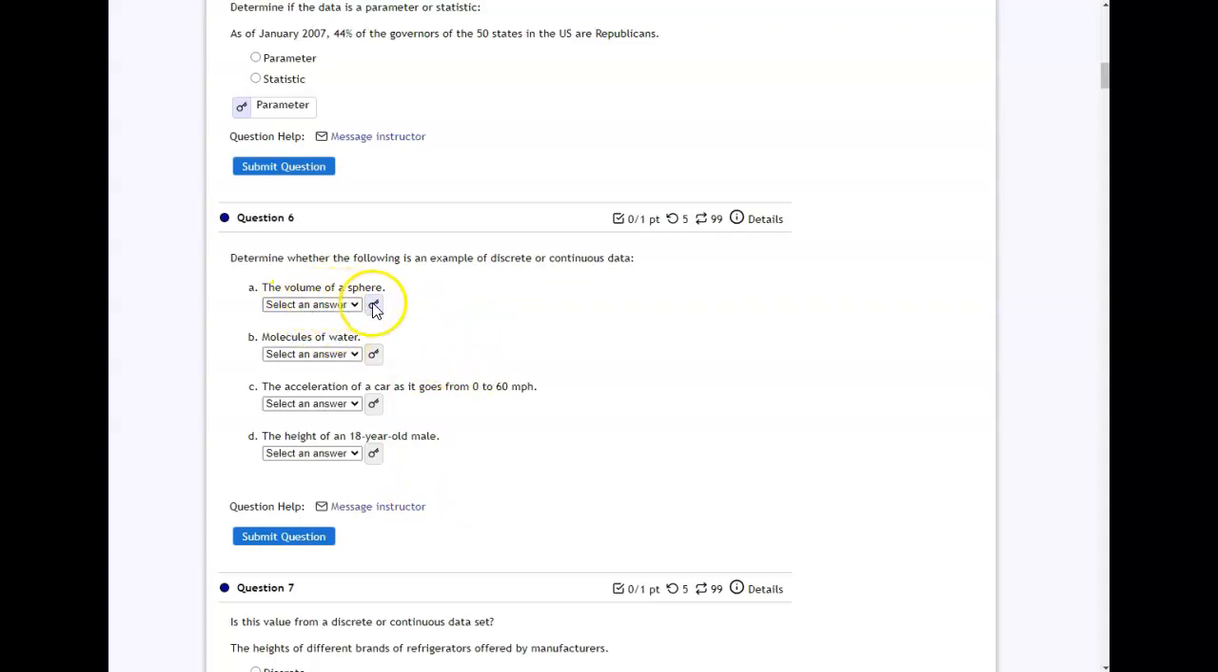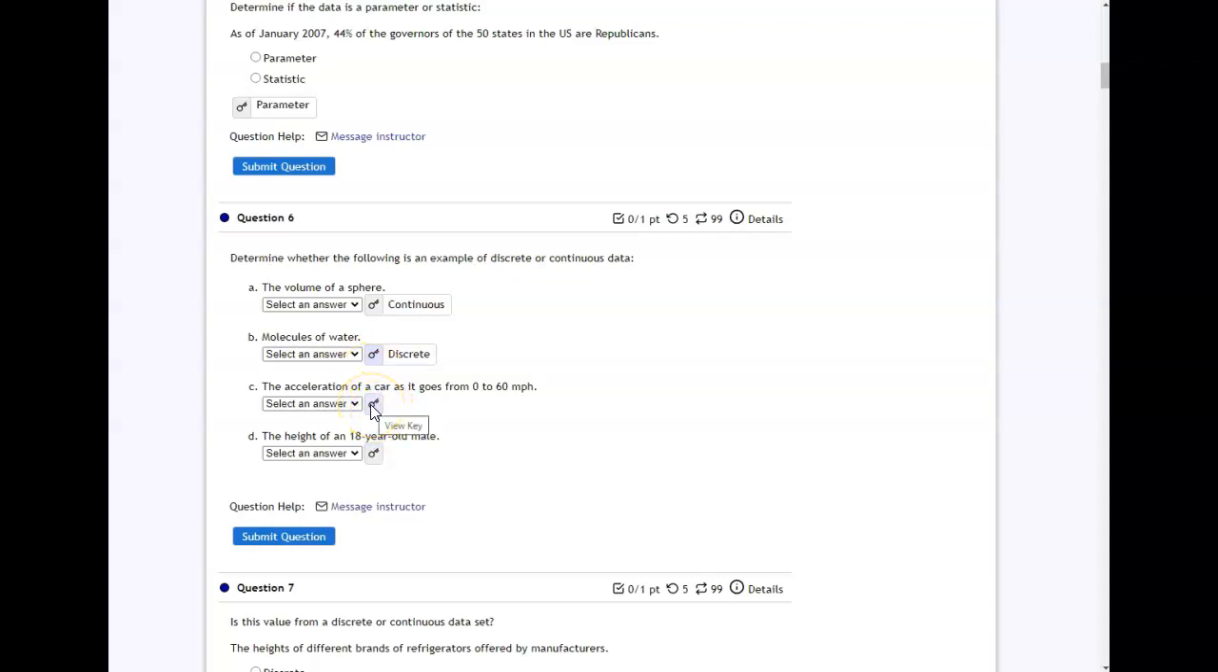So the volume of a sphere is going to be continuous because it's not going to be exactly like 2 or 3 or 4 whatever cubic centimeters or whatever you're measuring in. Molecules of water, you can only have whole molecules, so that's going to be discrete. If you can count it with your fingers, it's going to be discrete.